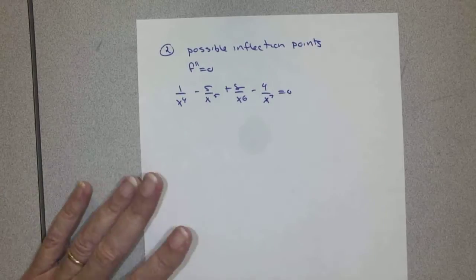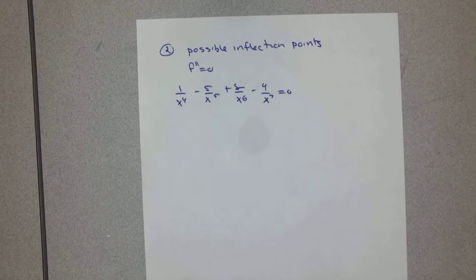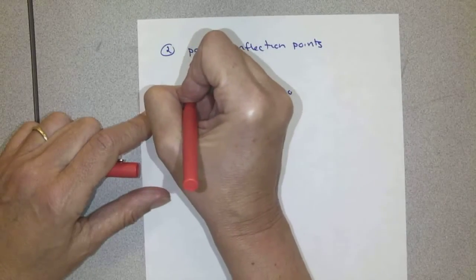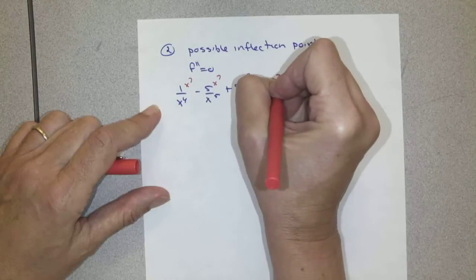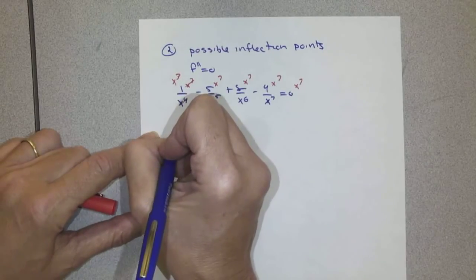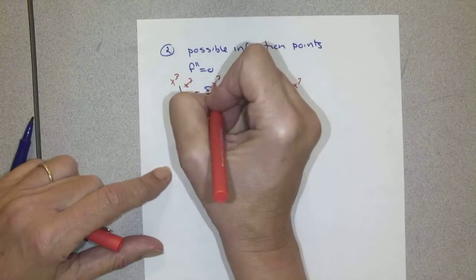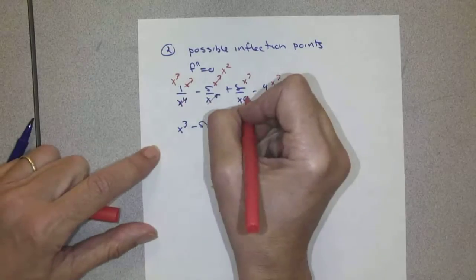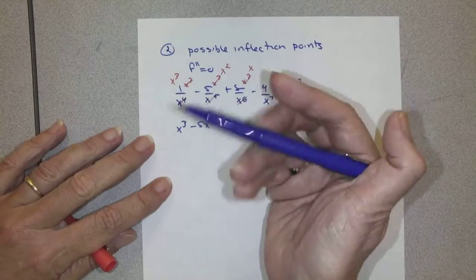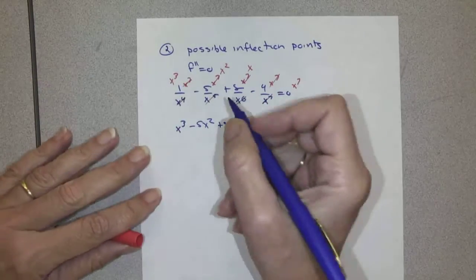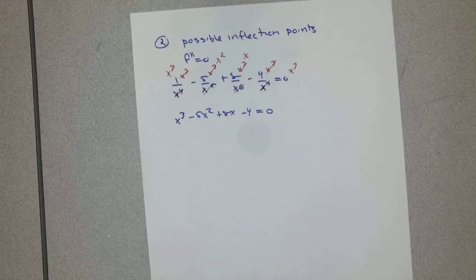And then we're at the point of finding possible inflection points. Possible inflection points come from two places: the second derivative being 0, and the second derivative being undefined. So solving this, let's clear the fractions. We multiply everybody by x to the 7th. Some canceling: the first term cancels, leaving x cubed. On the next one, we get minus 5x squared. Then we get 8x. And lastly, we get minus 4 equals 0. Now we need to solve that equation.